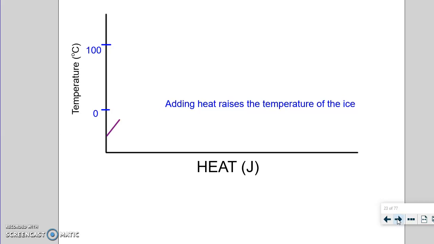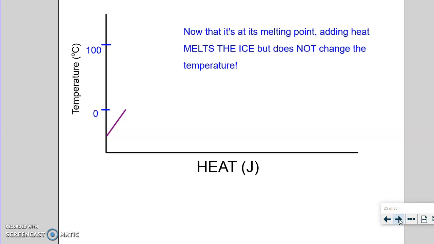So that purple line there represents the temperature as we add heat to that ice, and it's going to keep going up until it gets to its melting point. Now that it's up at this 0 degree line, we're going to see that it cannot go above that line and remain ice. So what's going to happen is, as we add heat to it, it's not going to change its temperature anymore. It's going to remain at 0 degrees Celsius until all of the ice has melted.